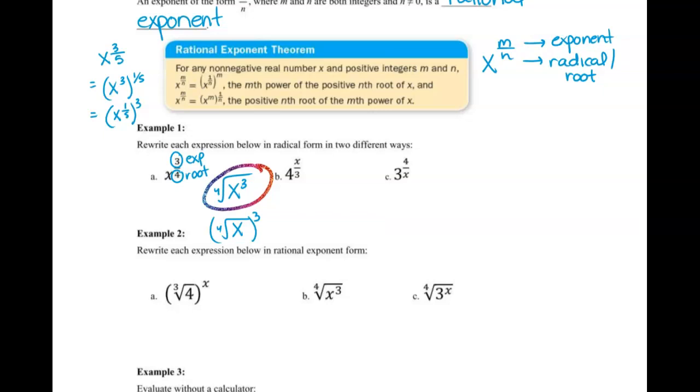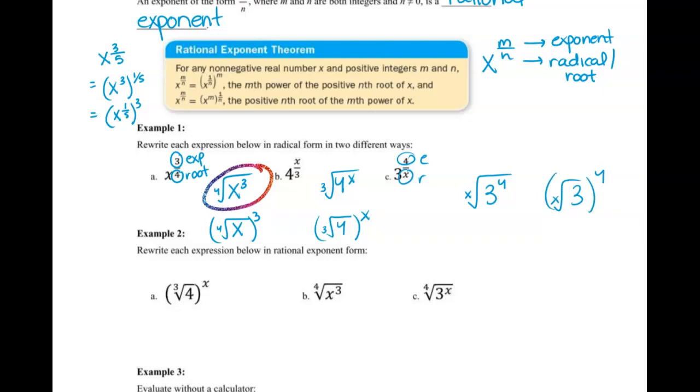So 4 to the x over 3 power, 4 to the x cubed root, or cubed root of 4 in parentheses to the power of x. 3 to the 4 over x, exponent root. So we can either write this as 3 to the 4th power x root, or the x root, sounds funny no matter how you say it, to the 4th power.